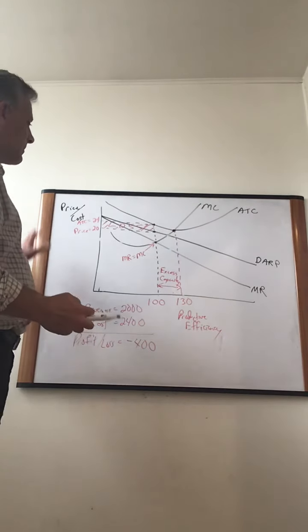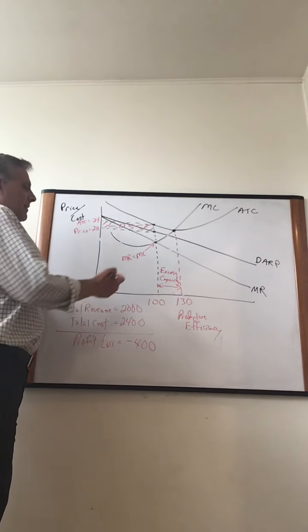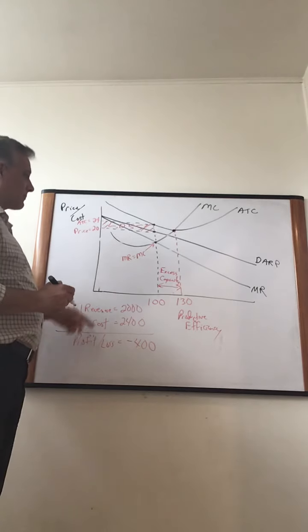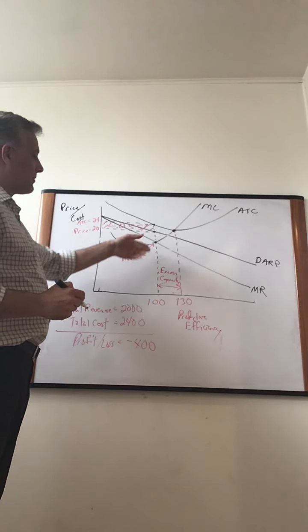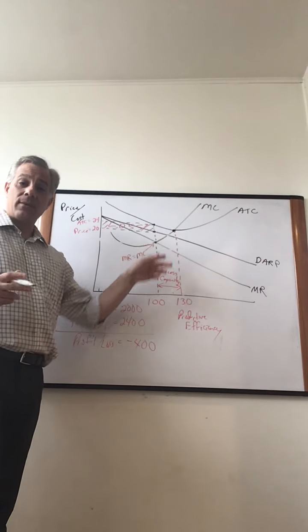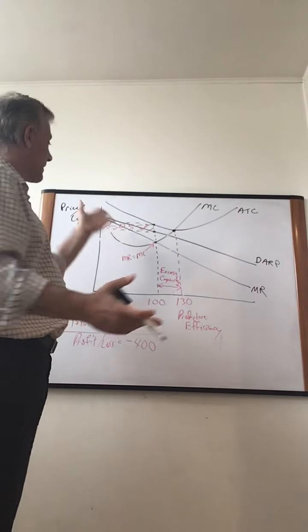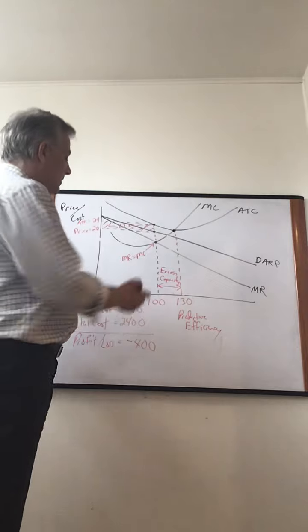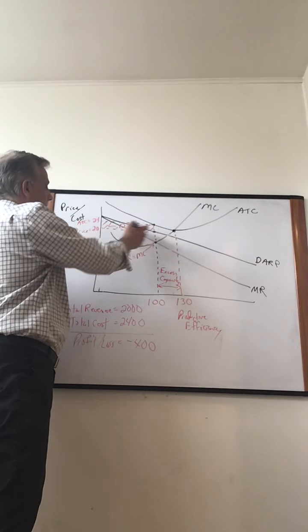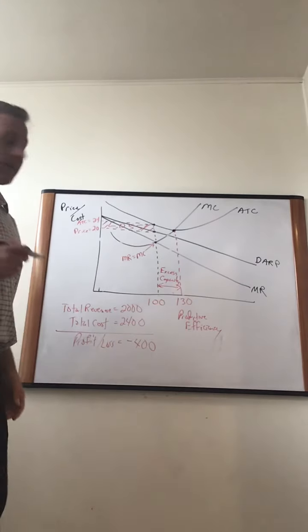All right, so where's the quantity of max profit? Always where MR equals MC. Don't make this the price. Price is always where? Price is always on the demand curve. Here's my demand curve. I go up from the intersection. There's my price. My price is 20.